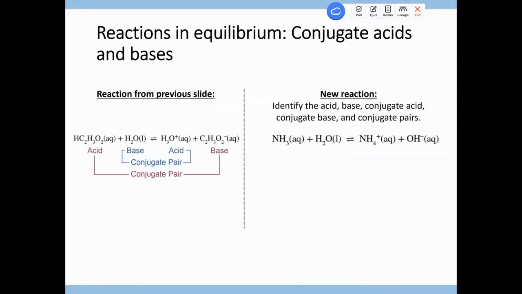Okay, so on this slide now, I have the reaction from the previous slide. We have acid and base, and let's add in that H3O+ is the conjugate acid, and the last one is the conjugate base. We're just missing that conjugate part. And then H2O and H3O+ are a conjugate pair. The first and last molecules are conjugate pairs. So with that in mind, look at this reaction, identify acid, base, conjugate acid, conjugate base, and connect the conjugate pairs. I'll give you all some time to work on that.